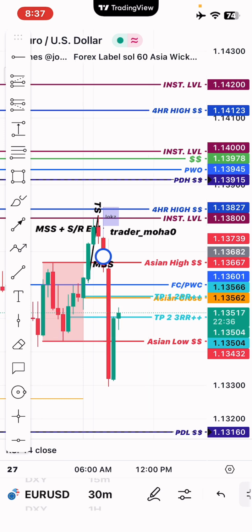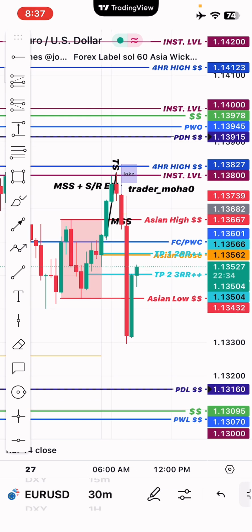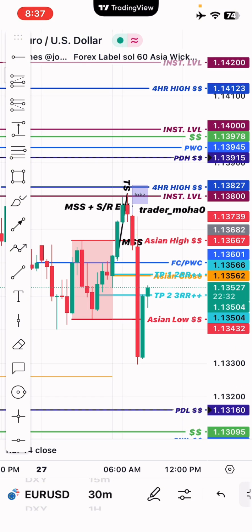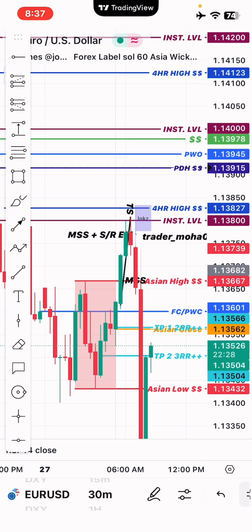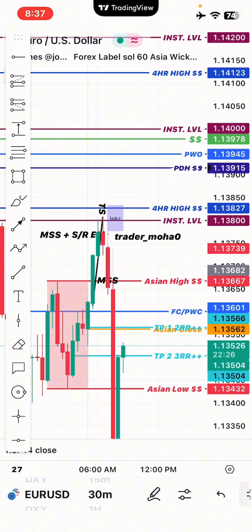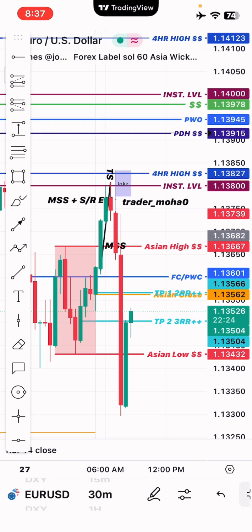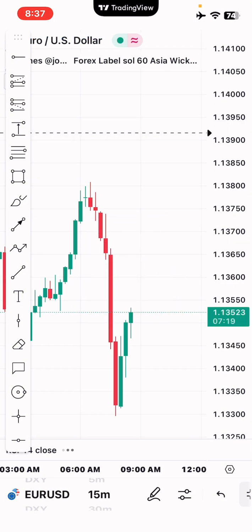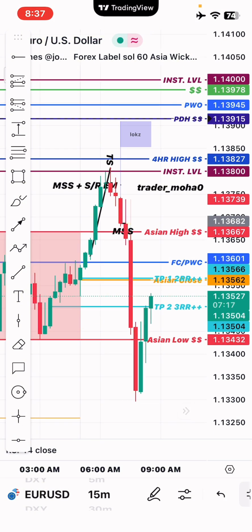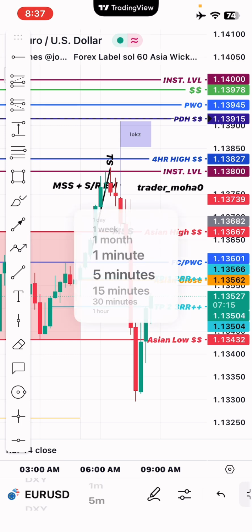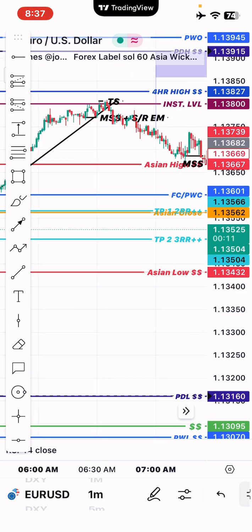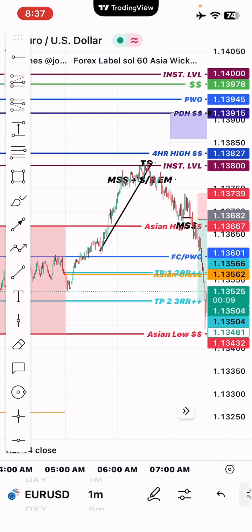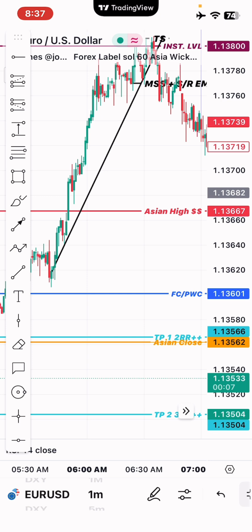So when I saw that it had swept the Asian high, I knew that it was going for a level, because price moves from level to level, from one point of interest to another. So it seeks liquidity. Actually, I switched to my 1-minute time frame because I was following the order flow. London session had not opened in that period.